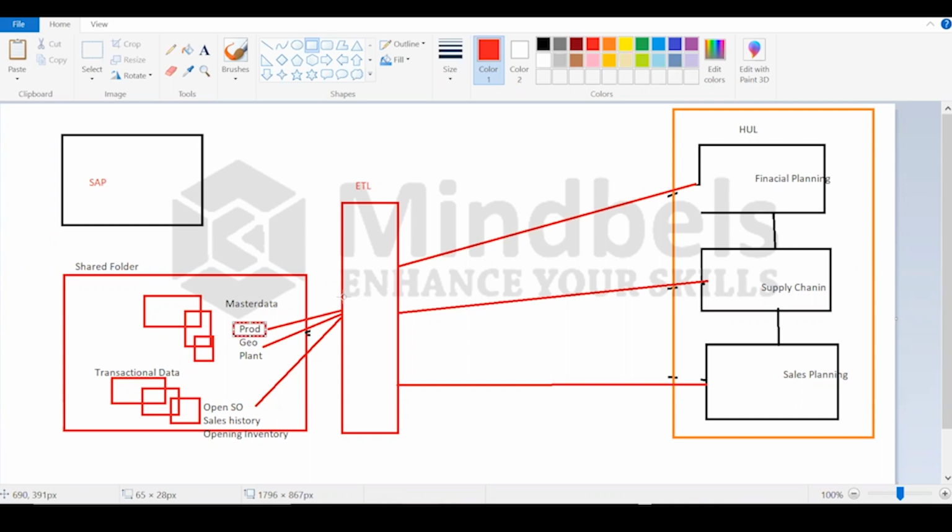Okay. And when these ETL connectors are actively taking the data, is there any specific format that needs to be saved in a shared folder? I'll tell you. Okay. So now, what is the first step doing?